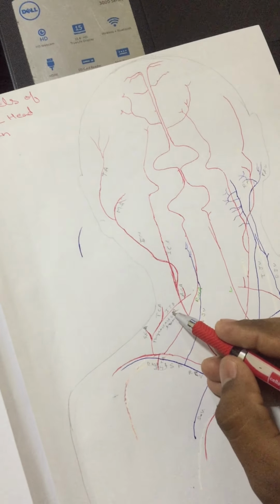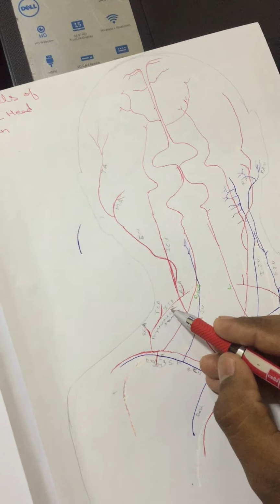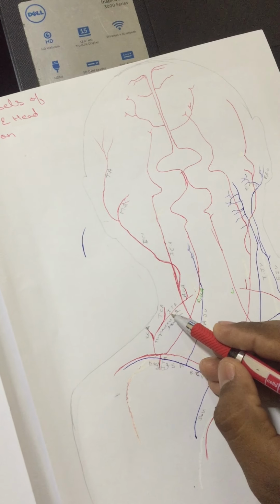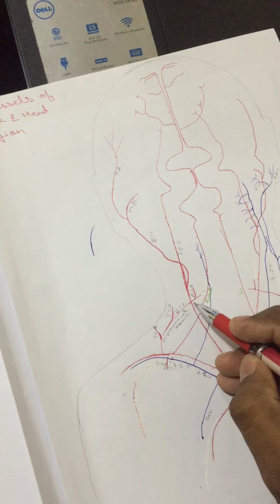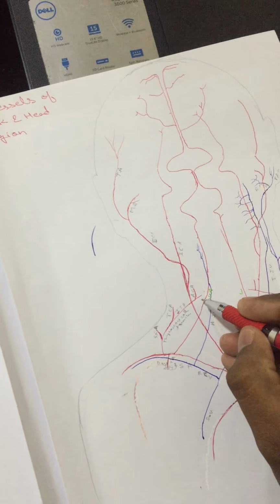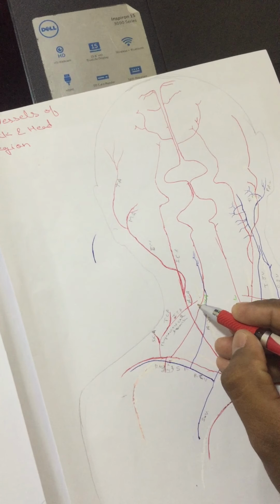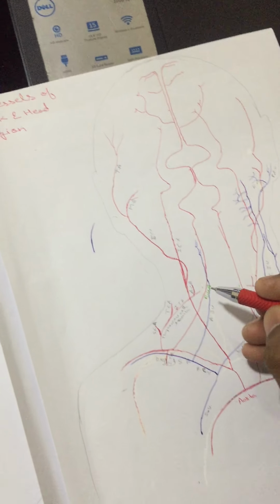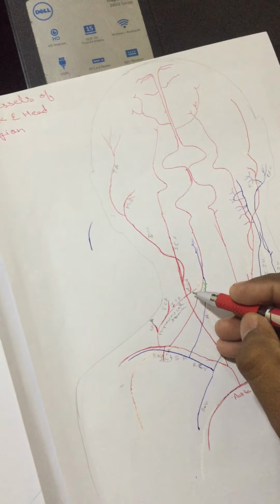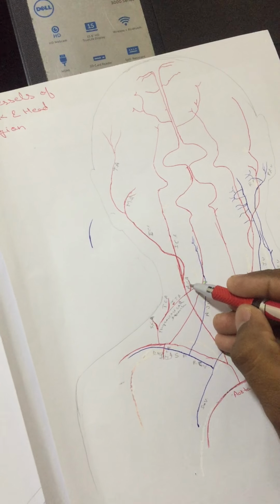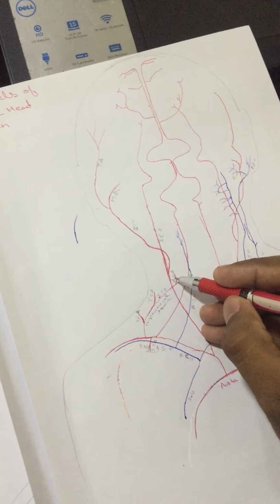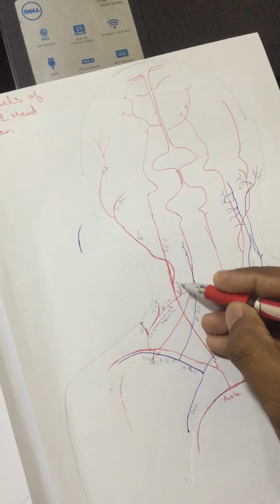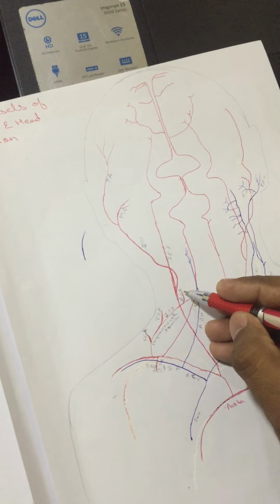So let's talk about the inferior thyroid artery. The inferior thyroid artery supplies the blood to the thyroid gland, and it gives one other branch, known as the ascending cervical artery. This one is the ascending cervical artery, and it supplies the blood to the posterior prevertebral muscles.